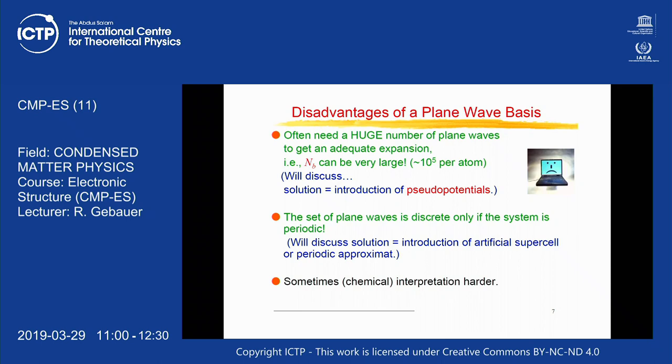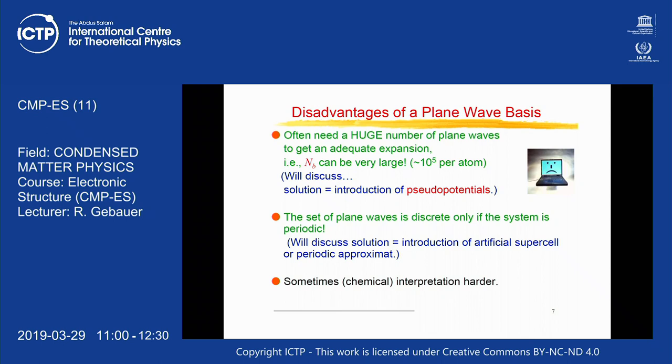So if you would like to calculate a molecule, which is not periodic, it's just a molecule, then you have to do some tricks. And typically the trick is you do a periodic calculation in a very big box. You put your molecule in the middle of the box, and since the periodic box is so large, the copies of your molecule will be so far away that they don't interact, and therefore you calculate, in fact, an isolated molecule by taking a periodic molecule very far away.